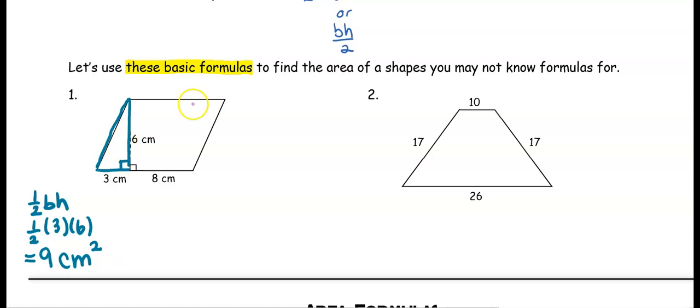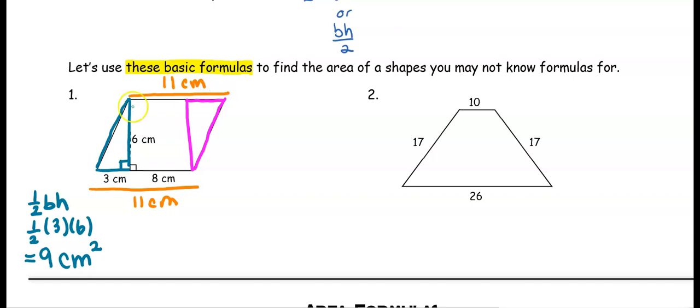If I look to the other side, I can also break this into a triangle as well. Now, I don't have any numbers here, but I do know from our parallelogram unit that opposite sides are congruent. So if this side is 11, 3 plus 8, then this side also has to be 11 centimeters.